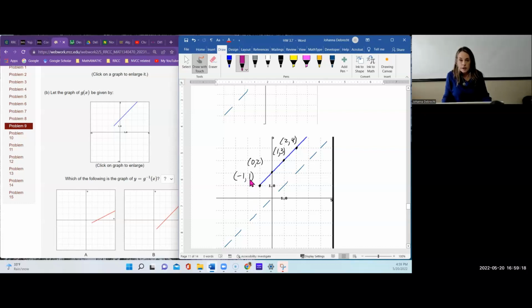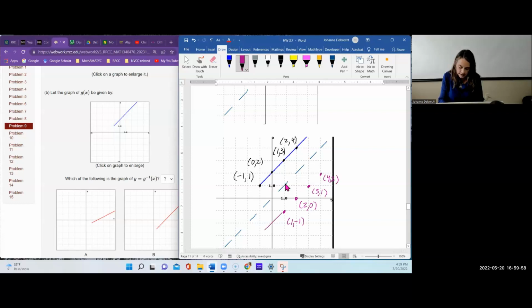Instead of -1, 1, I'll have 1, -1, right 1, down 1. Instead of 0, 2, I'll have 2, 0, right 2, don't go up or down. Instead of 1, 3, I have 3, 1, right 3, up 1. Instead of 2, 4, we have 4, 2. Right 4, up 2. Now connect those dots with a line and see if that looks correct to you.